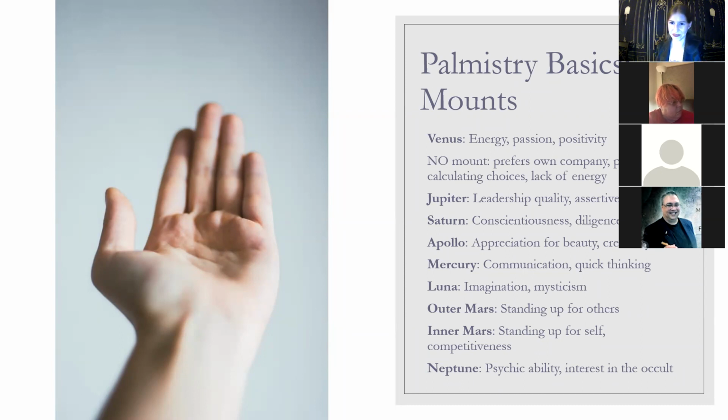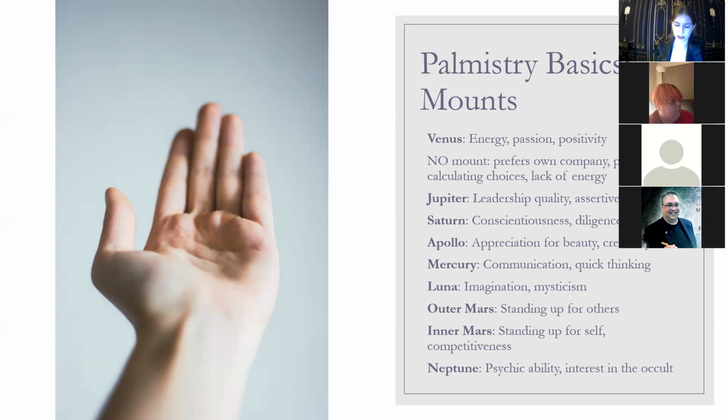And then we're going to jump over to Saturn, which is the middle finger. This is more Saturnine. It has to do with conscientiousness, diligence, wisdom, responsibility, duty. It also has to do with mysticism. It has to do with solitary practices as well. This is a more sober finger, and you'll find that you can read different lines underneath that as well.